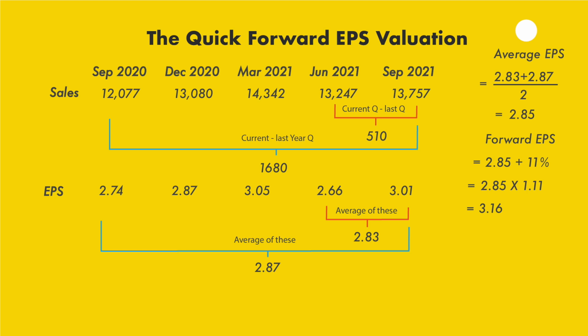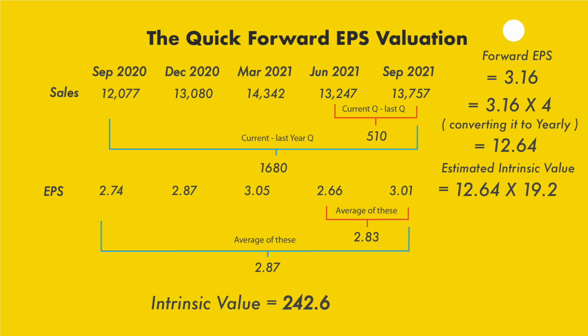Now we have to multiply this amount by the growth rate. Now the growth rate of the company is 11% that we calculated using the sales figure over here. So once we do that, we multiply it by 1.11, which is the easy calculation, we get 3.16. So this is the estimated EPS of the company for the next quarter. Now you know the drill, we have to multiply this amount by 4. The moment we do that, we are converting it to yearly, which is 12.64.